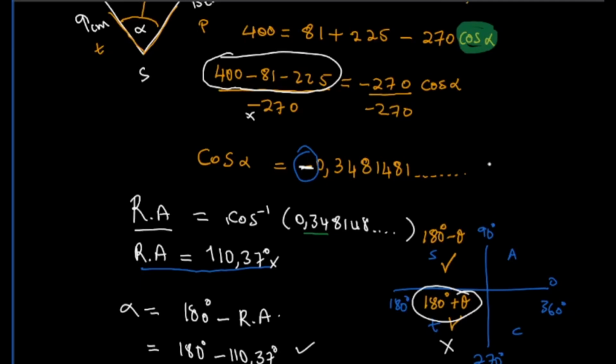Emihle, what did you do? Did you say minus 400, minus 81, minus minus 25? 225 years divided by the 270, which gives me 0.34. I think when you work on your questions, you don't pay attention.